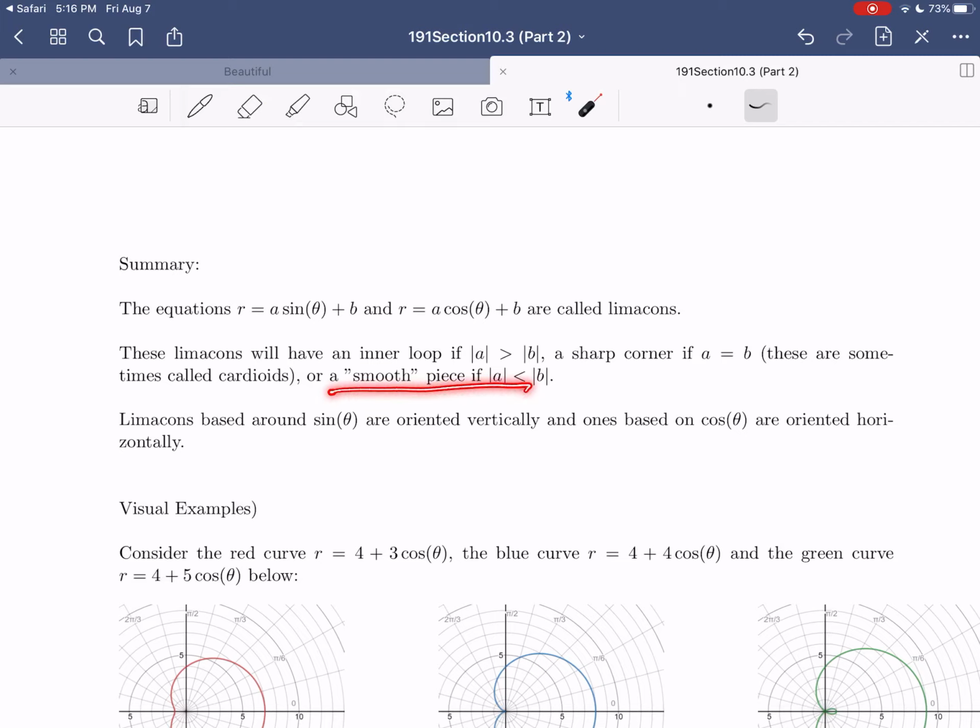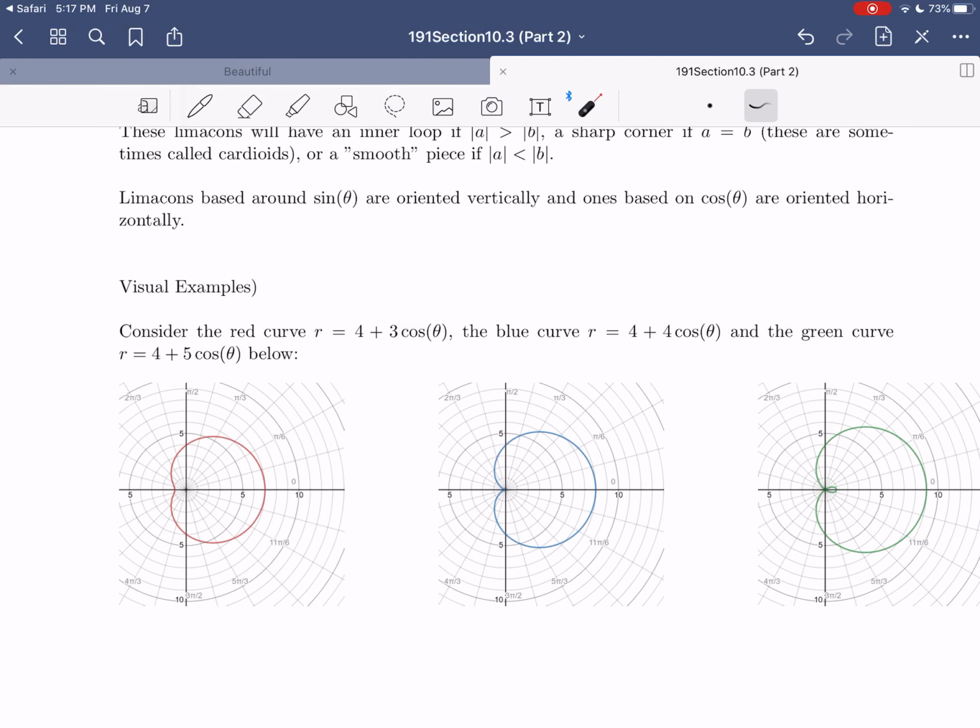Or they'll have a smooth piece, like our first example, if the absolute value of a is less than the absolute value of b. Generally, limaçons that are based around a sine, so something like a sine theta plus b, are oriented vertically, so they have vertical symmetry, whereas ones based on cosine theta are oriented horizontally. So if you see a cosine theta plus b, it'll have horizontal symmetry.